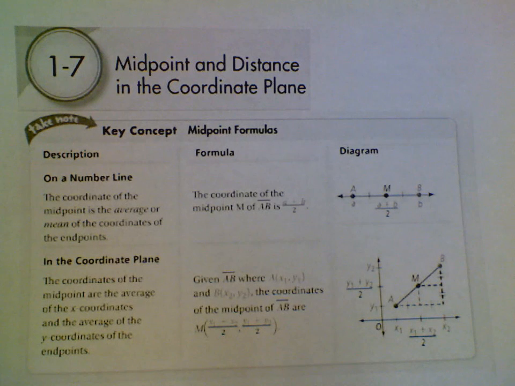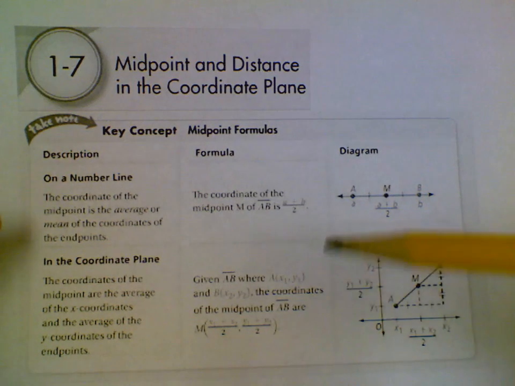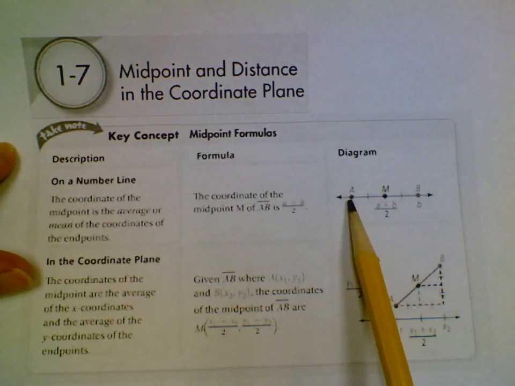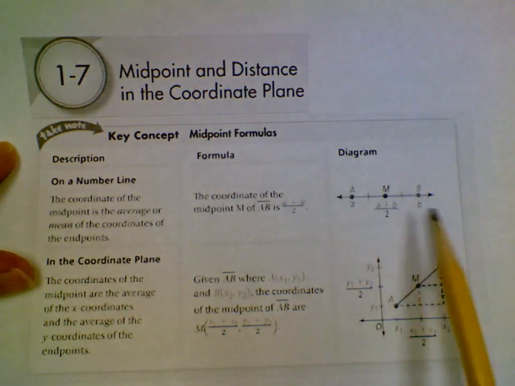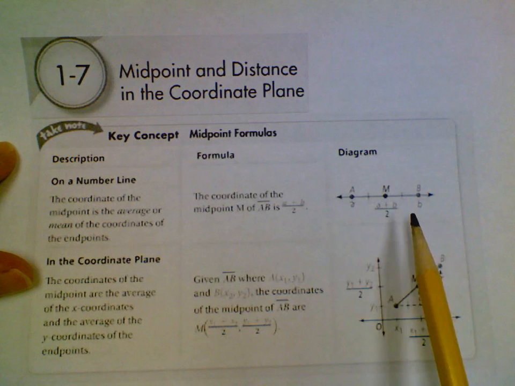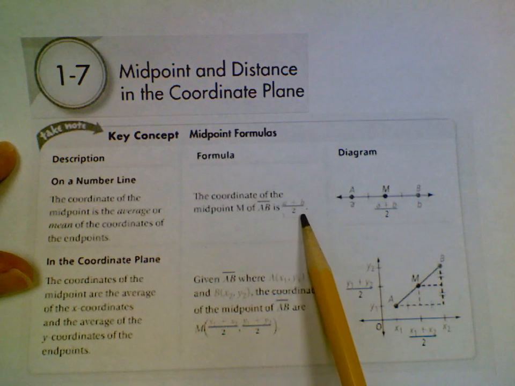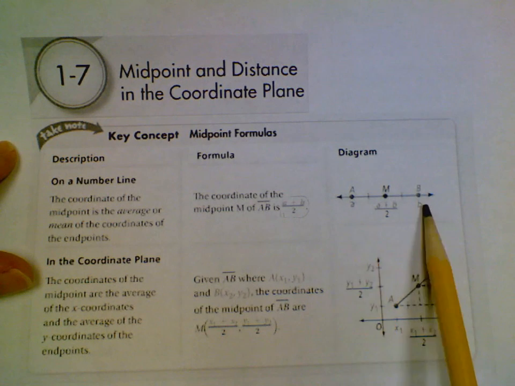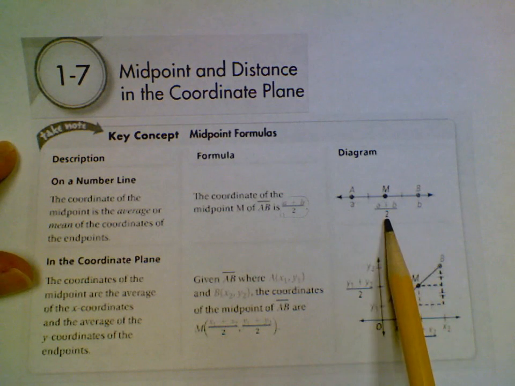Section 1.7 is about using the midpoint formula and the distance formula. So this first box is talking about how to use midpoint formulas. If I'm on a number line, I'm just going to find the average of the two coordinates. So that's what this formula is telling you to do. It's saying that I would find the sum of these two and then just divide by 2.